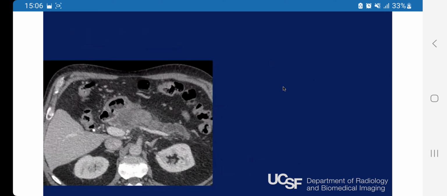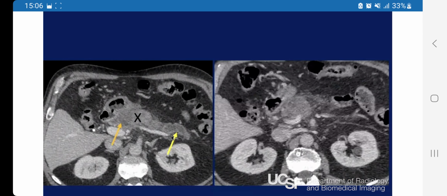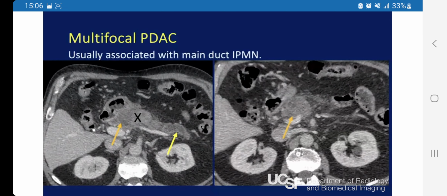This example shows a pancreas where we see a dilated duct here, and some mass-like enlargements here near the head and neck. A few slices below, we see another mass. So this was a patient with multiple PDACs. This usually happens in the setting of multifocal PDAC, in the setting of main duct IPMN.